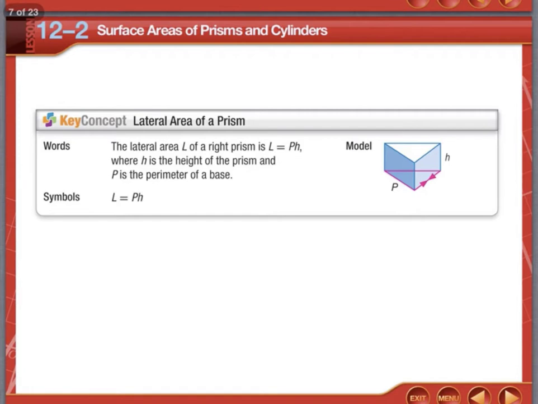Let's begin. The first thing I want to clarify with you is help you understand what the lateral area of a prism is. And here in this particular picture, you'll see the part that is shaded blue. That is your lateral area. It's like the sides. Now, this particular picture is called a triangular prism.